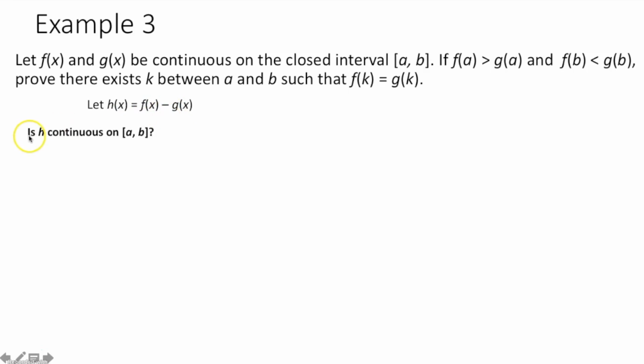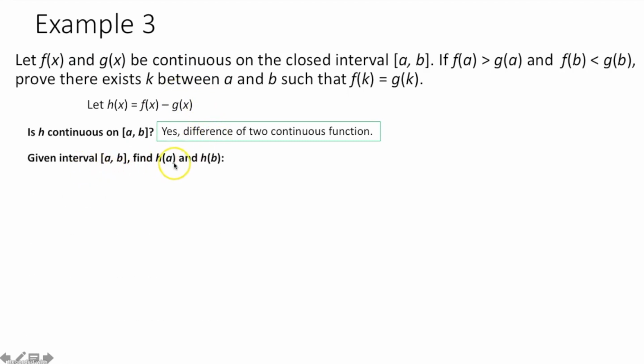We then ask ourselves, is h continuous on this closed interval? Because these are both continuous functions, as it says here, then the difference of two continuous functions would be a continuous function. Next, we figure out h of a and h of b. Well, we can't actually find out a number, but we can figure out whether or not they're greater or less than 0.